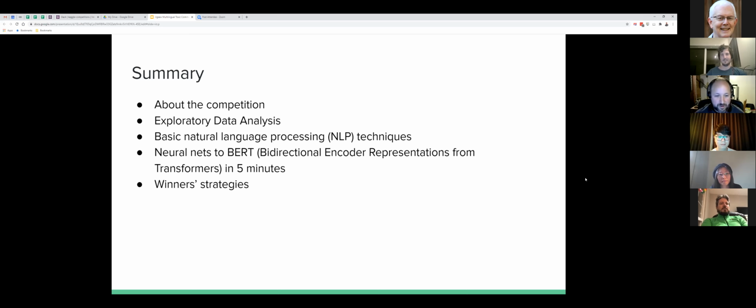After that, I'm going to attempt to go through some of the more recent natural language processing techniques from neural nets up into BERT, which stands for Bi-directional Encoder Representations from Transformers. I'm going to do this at a very high level, and one might question the wisdom of a beginner attempting to do such a thing, but why not? And finally, I'm going to go through some of the winners' strategies and what they did.